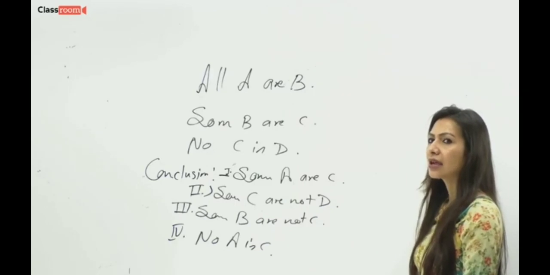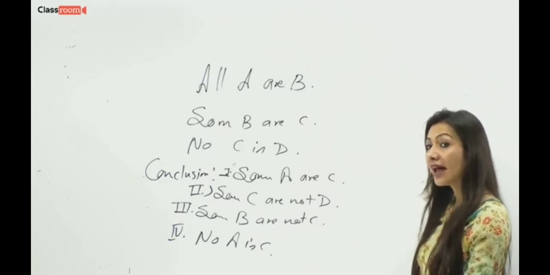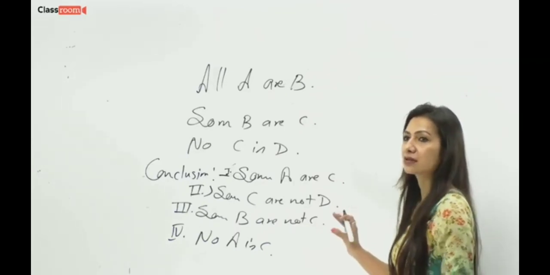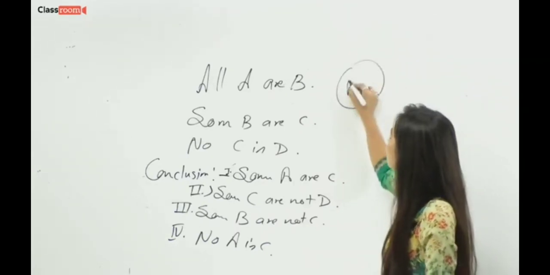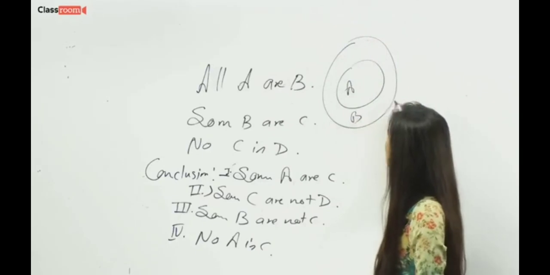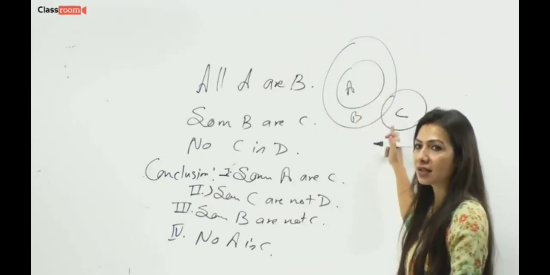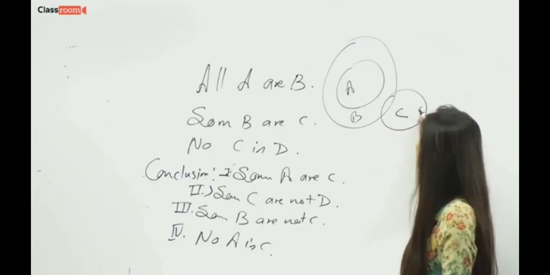Shiva, can you recheck your answers? Either-or and 'and' is a huge difference. The Venn diagram will be like this. All A are B, some B are C. It is between B and C, it's not between A and C. Okay? And then no C is D, a cross between C and D.